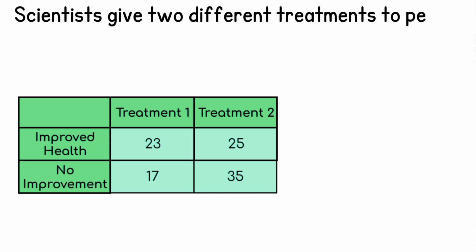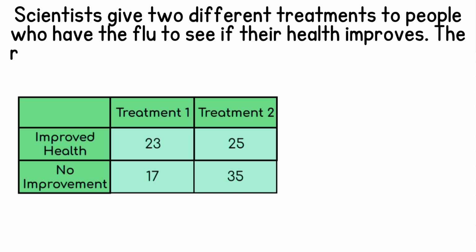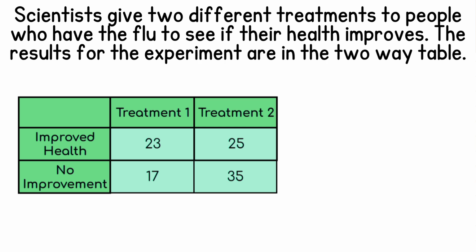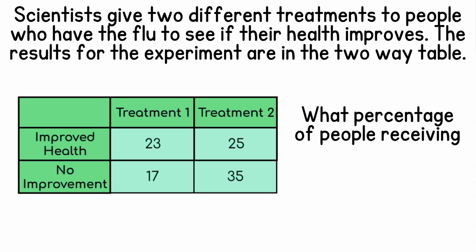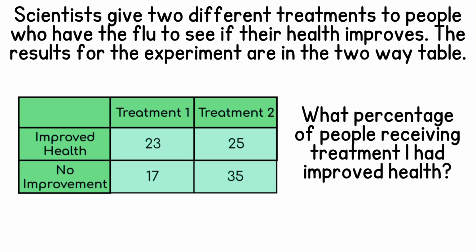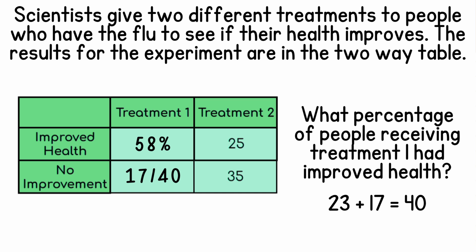Scientists give two different treatments to people who have the flu to see if their health improves. The results for the experiment are listed in the two-way table. What percentage of people receiving treatment 1 had improved health? We can find this by looking at the relative frequencies. So we'll start by looking at the column of treatment 1, and we'll add these together. Adding 23 plus 17 gives us a total of 40. So we'll divide 23 by our total of 40, which gives us an answer of 0.58, or 58%. Now we'll divide the 17 by 40, and this gives us 0.42, or 42%.